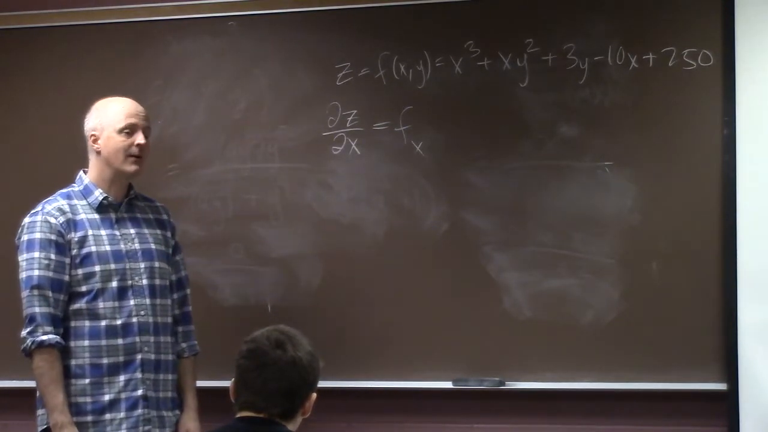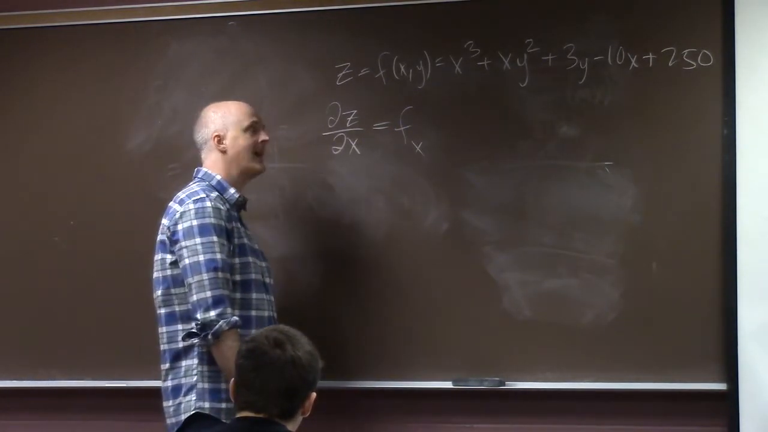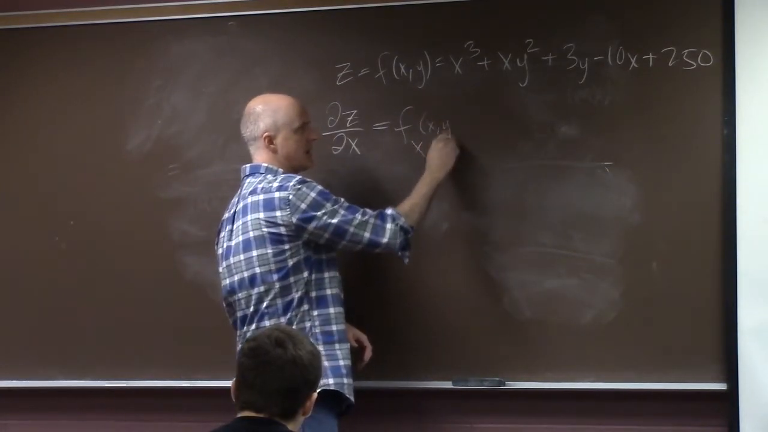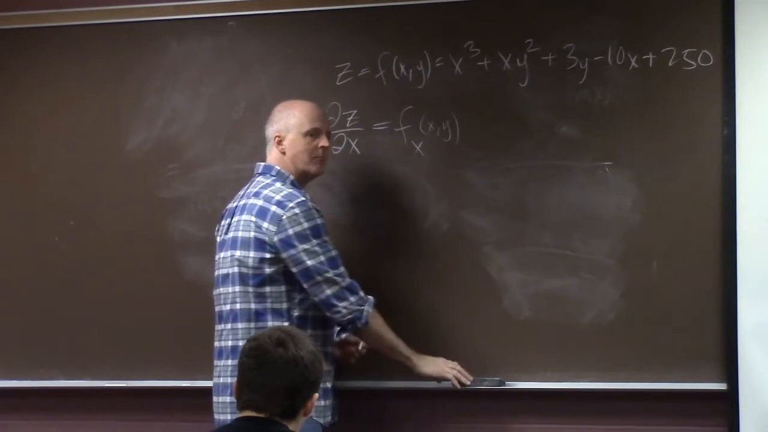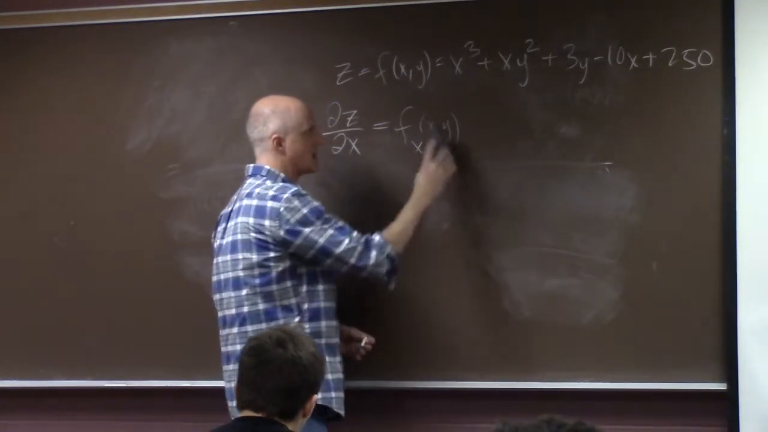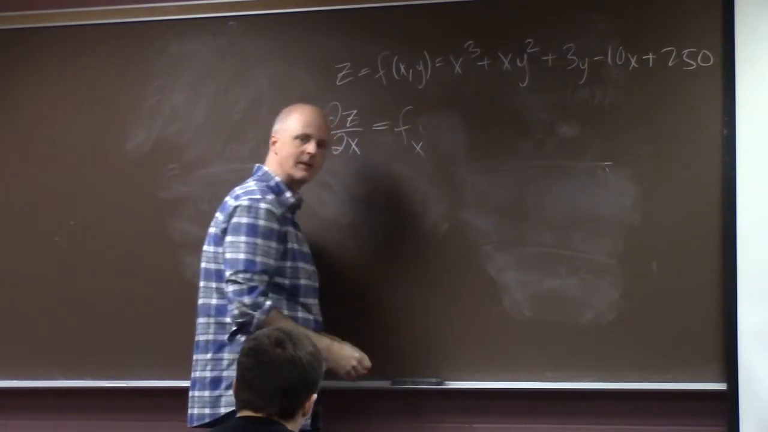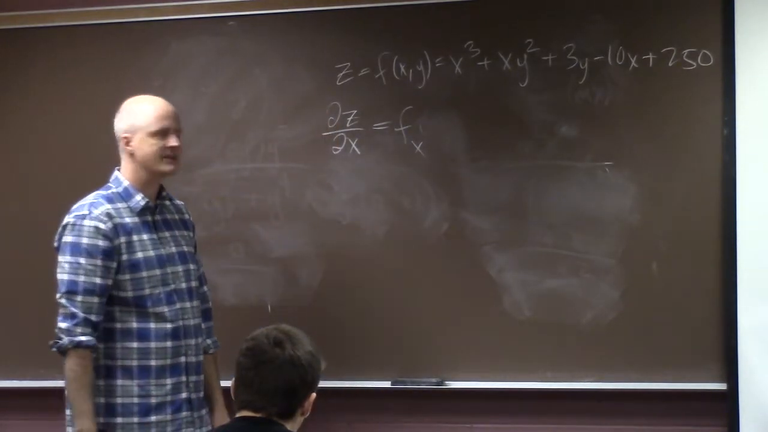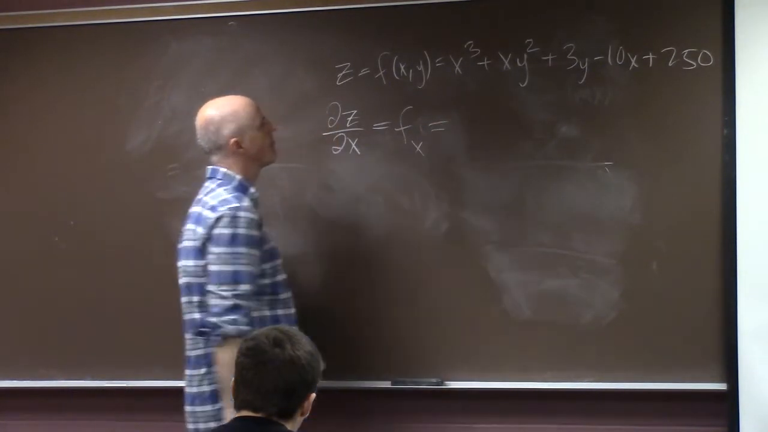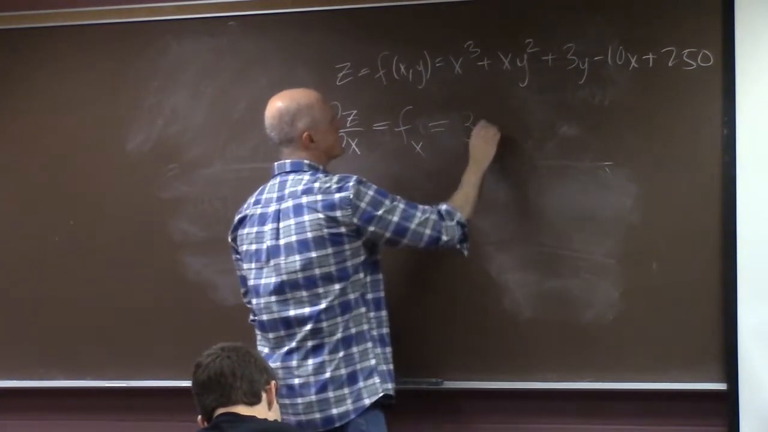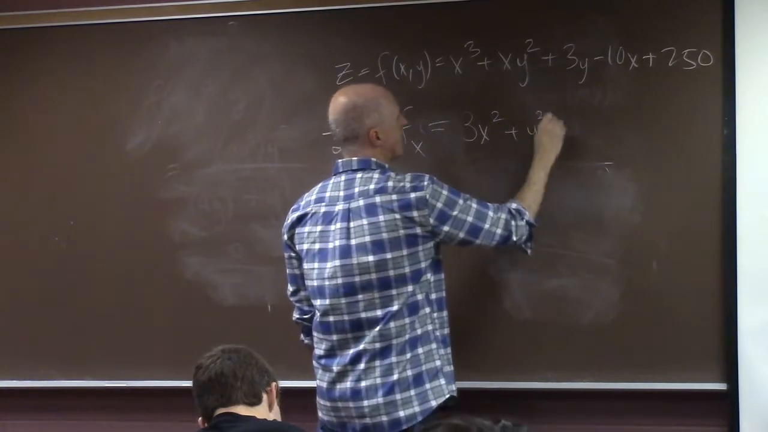We will be okay with being sloppy, okay? This is a function of x and y, so in reality I really should write that. But this is a situation where I will be okay with you being sloppy to save some time. You don't have to write the dependence on x and y. Treat the y like a constant. You're going to get 3x squared plus y squared minus 10.